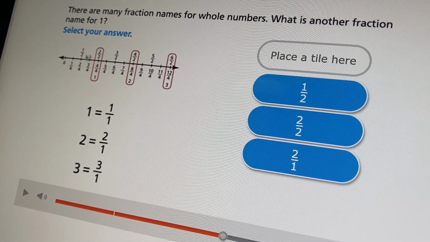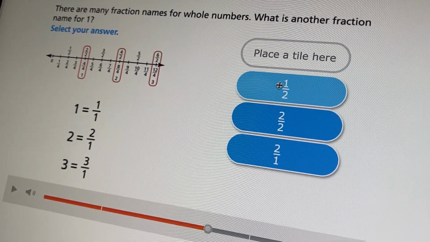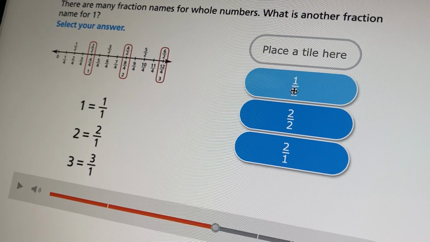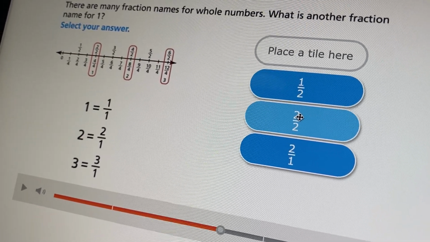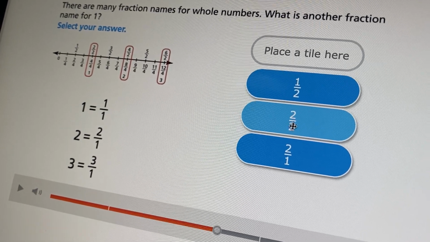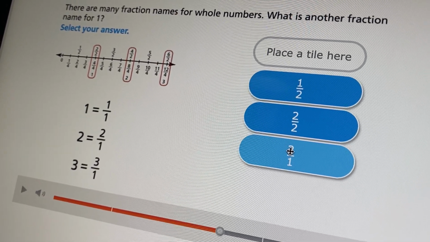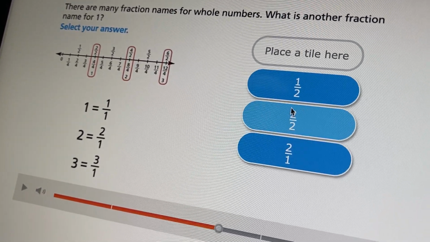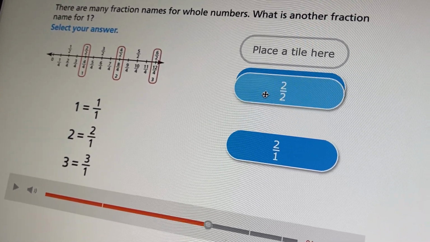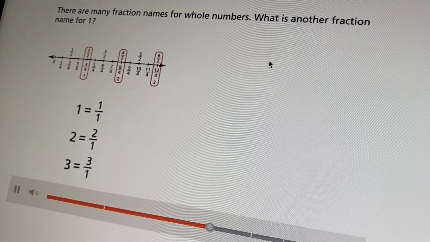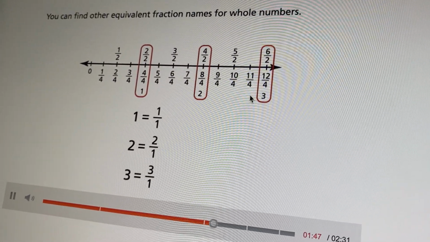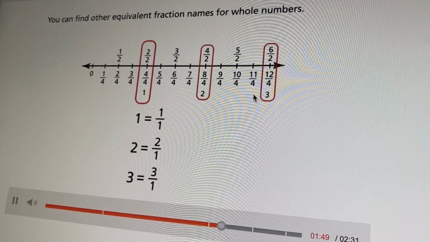So since we need one whole, let's look here. 1 divided by 2 can't be 1. 1/2, it can't be 1. No. 1 over 1 equals how many? 1, right? Okay, and 2 over 1 is 2. So which one is the correct answer? Who said 2 over 2? Let's try it. Correct. You can find other equivalent fraction names for whole numbers.